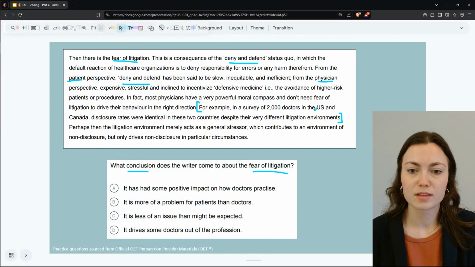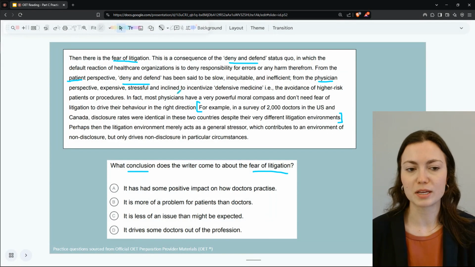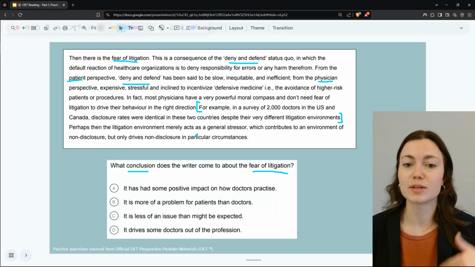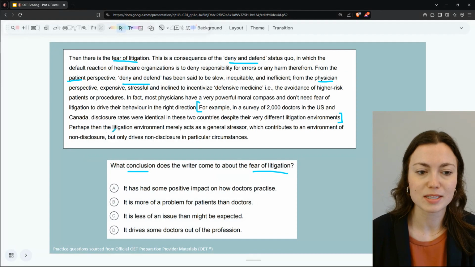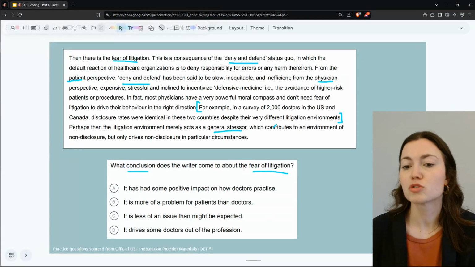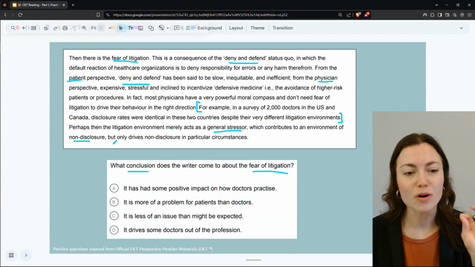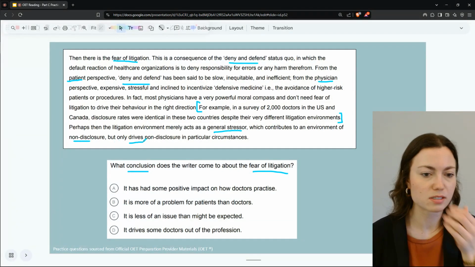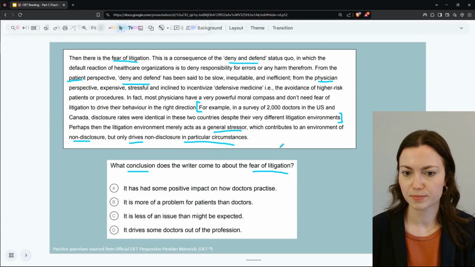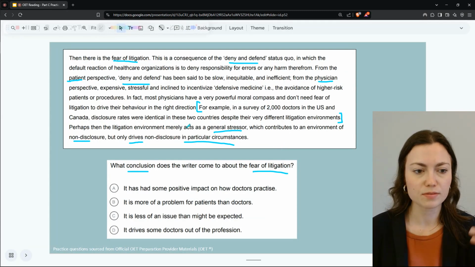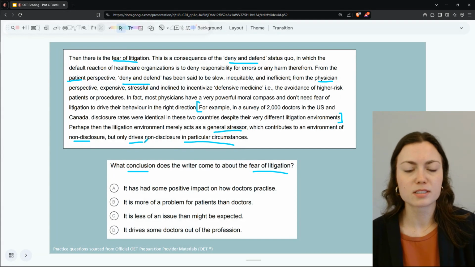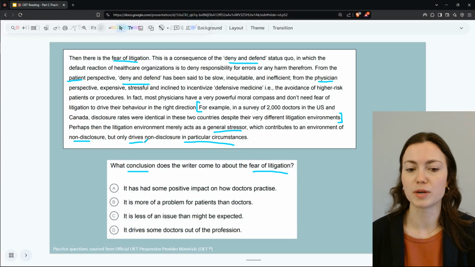So often as well around examples, you can see an introduction statement of why he's giving this example, and then a concluding statement to reinforce the point. Perhaps then the litigation environment merely acts as a general stressor, which contributes to an environment of non-disclosure, but only drives, so look at our actions, our verbs as well here, drives non-disclosure in particular circumstances. So lots of language here about maybe it's not specific, maybe it's general, maybe it's only in particular situations that this is happening.